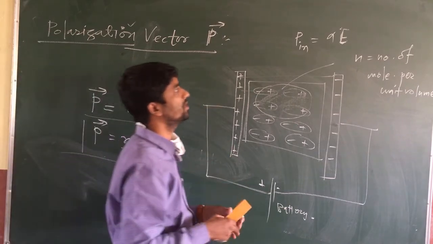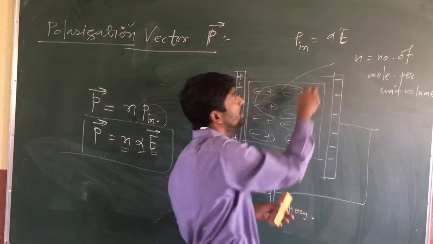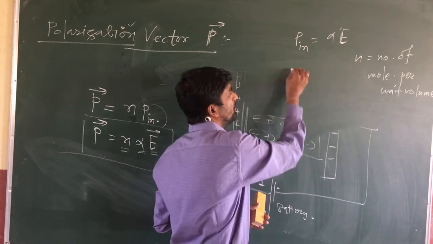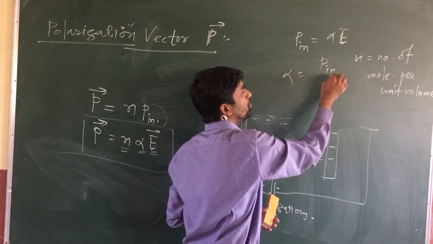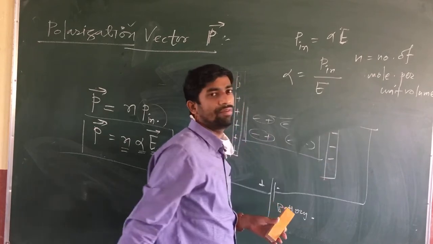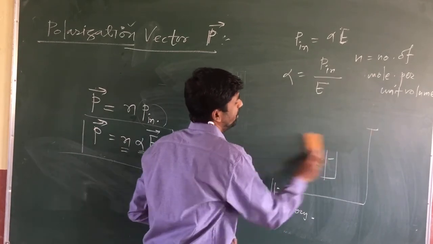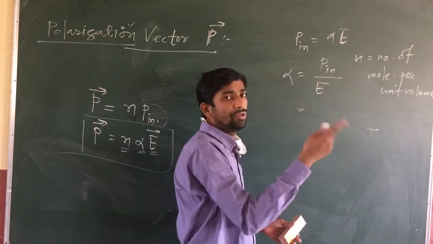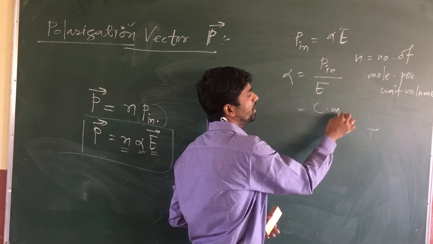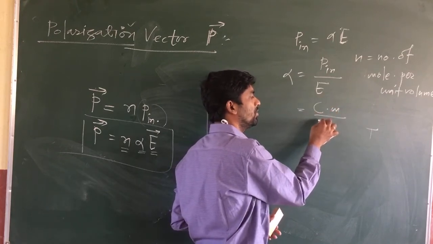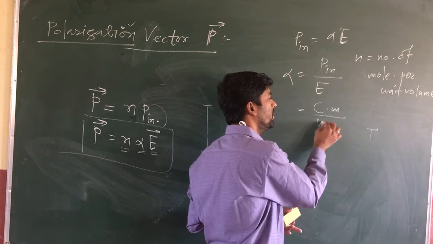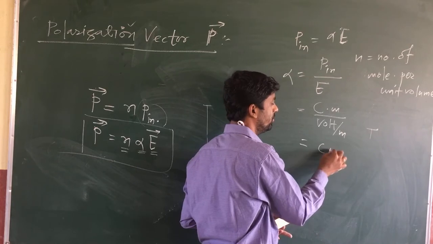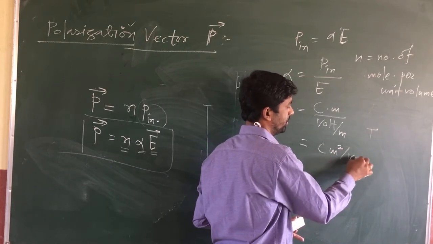In the previous lecture, the induced dipole moment is equal to alpha times E. So alpha is equal to the induced dipole moment divided by the electric field. What is the unit of this polarizability constant? Induced dipole moment means charge times distance, so its unit is coulomb meter. Electric field is volt per meter. So this can be written as coulomb meter square divided by volt.